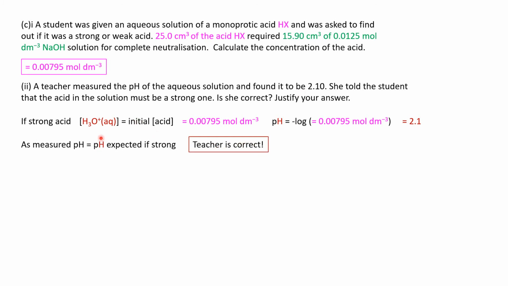Okay, we determined the initial concentration of the acid, 0.00795. All of that, if it's strong, becomes H3O+, so the H3O+ concentration is 0.00795, which is a pH of 2.1. Thus the pH measured is the pH expected from a strong acid. So the teacher, shockingly, is correct.